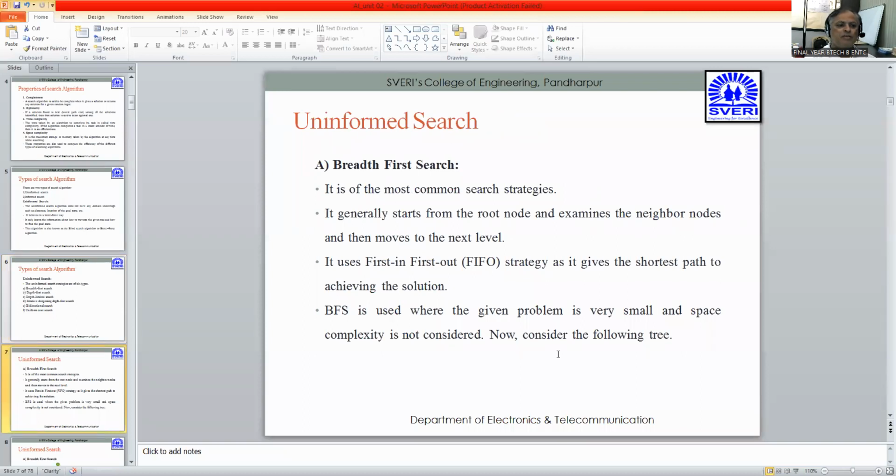Now, the first one is called breadth first search. It normally starts from the root node, then examines the neighbor nodes, and then it moves to the next level. It is based on the first in, first out strategy. Through this strategy, it finds the shortest way for achieving the solution. It is applicable for small problems, and the space complexity is also not considered.